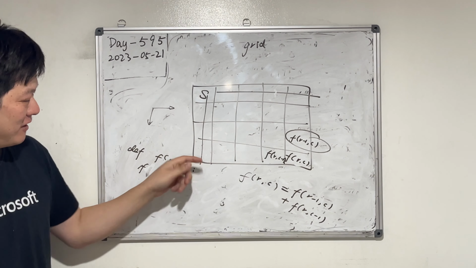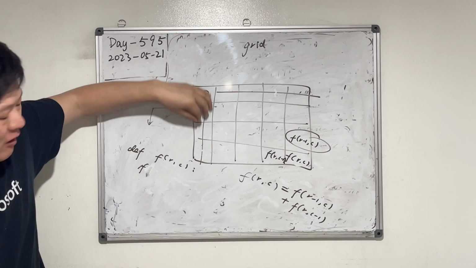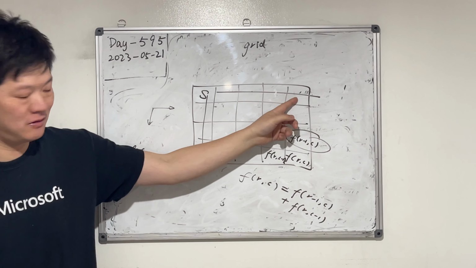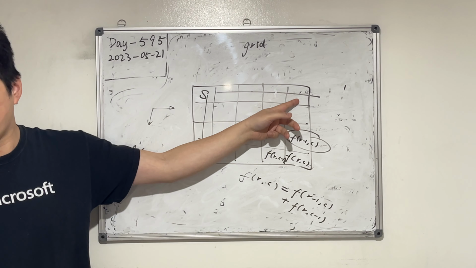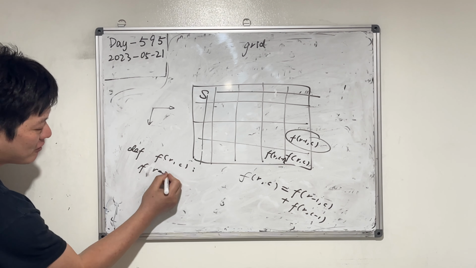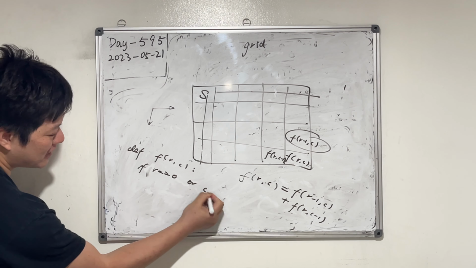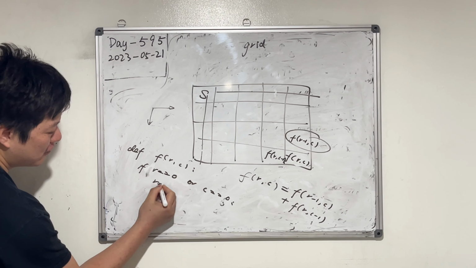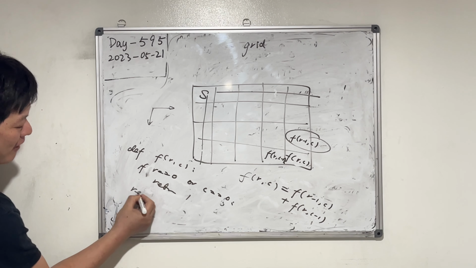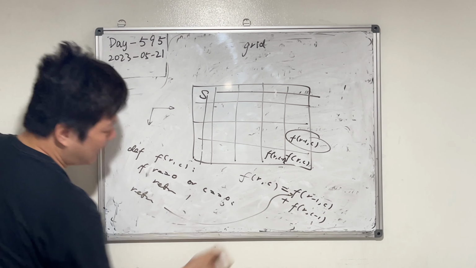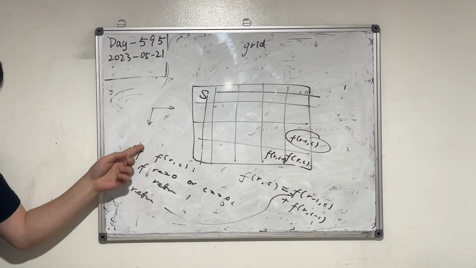Because if I'm at any point on the first column or first row, I go right. You can't go left. There's only one way, right? So if R equals 0 or C equals 0, then return 1, right? Otherwise, return this thing, right? But what's the problem with this one?